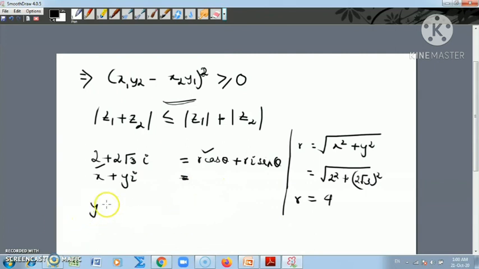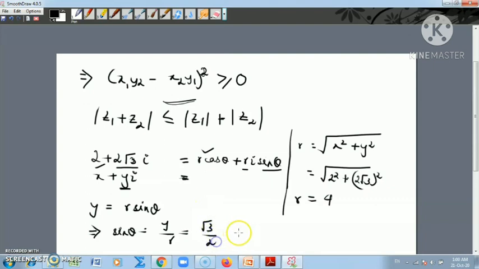This we get, and now we set out to find theta. We know that y is equal to r sin theta, isn't it? Because you see, this is y, and this is r sin theta. That implies what is sin theta? Sin theta is equal to y by r, which is nothing but root 3 by 2, which gives theta to be equal to 60 degrees, which is equal to pi by 3. So I can write it in the polar form as 4 cos pi by 3 plus 4 i sin pi by 3. Both will be pi by 3.